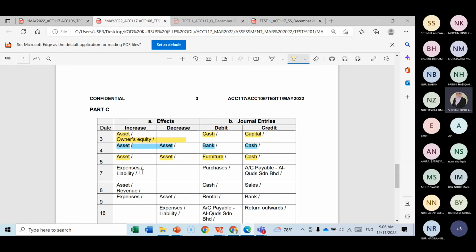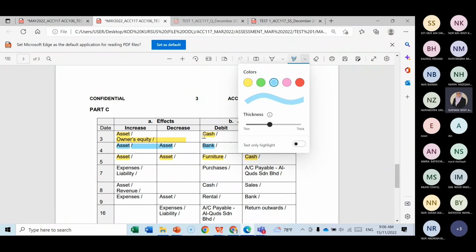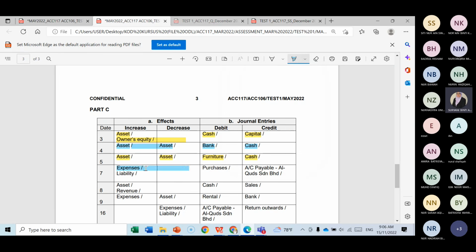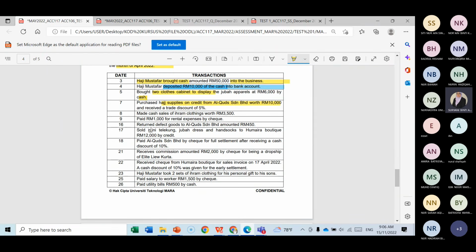So we look together. The expenses due to what? Due to purchase. Increase in expenses is due to the purchase of the Hajj supplies. So debit purchase. And increase in liability due to the credit purchase from Al-Quds. So you will credit the accounts payable Al-Quds Sdn Bhd. Okay, move to 8th of April.